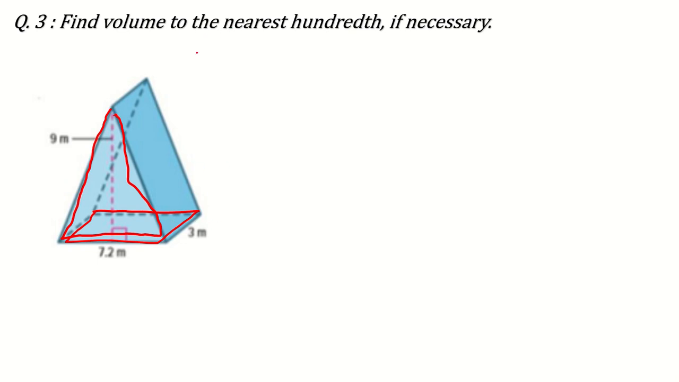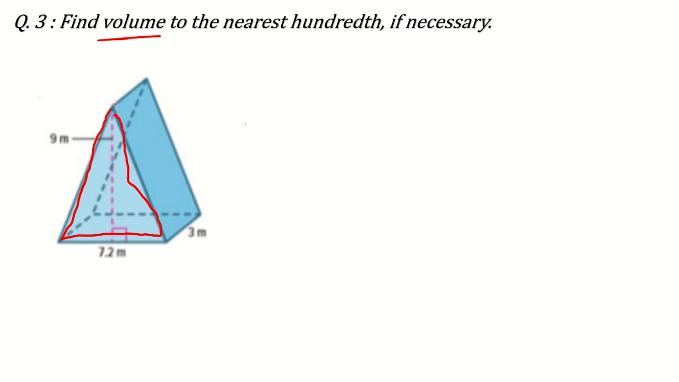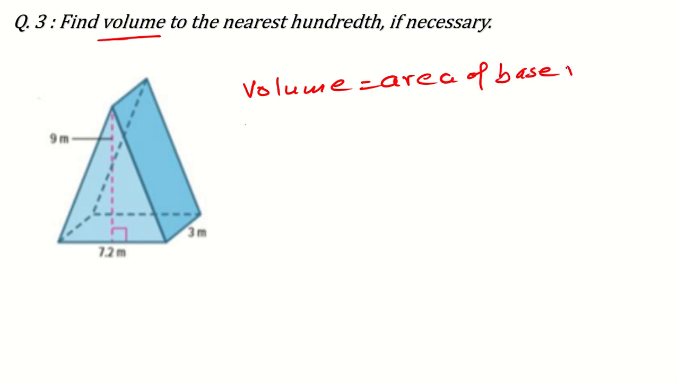What is the meaning of prism? Prism means whatever shape you have down, the same shape will continue up also without changing the width, like this. Then it will be called a prism, otherwise it will not be called. So you can see, if you consider this triangle, then the height will continue with the same triangle at the back side also. So this means it is a triangular prism. So what I told you, volume is equal to area of base times height.